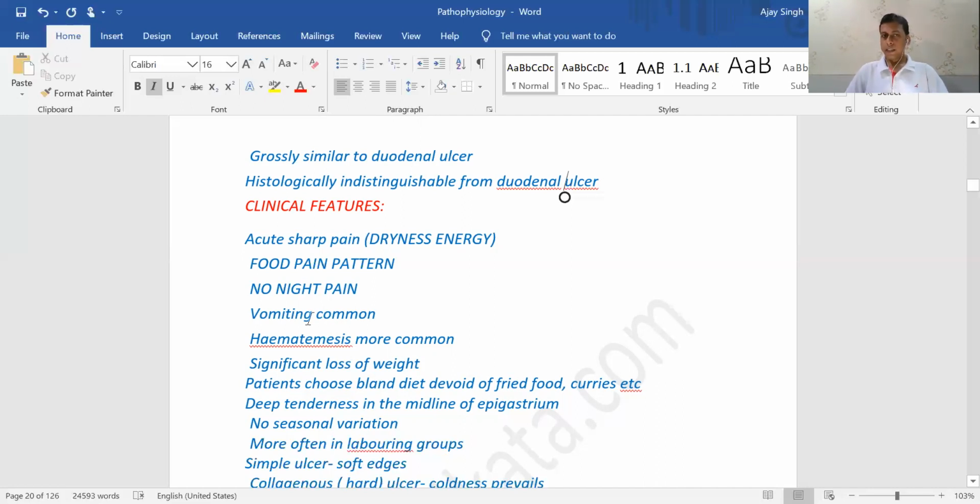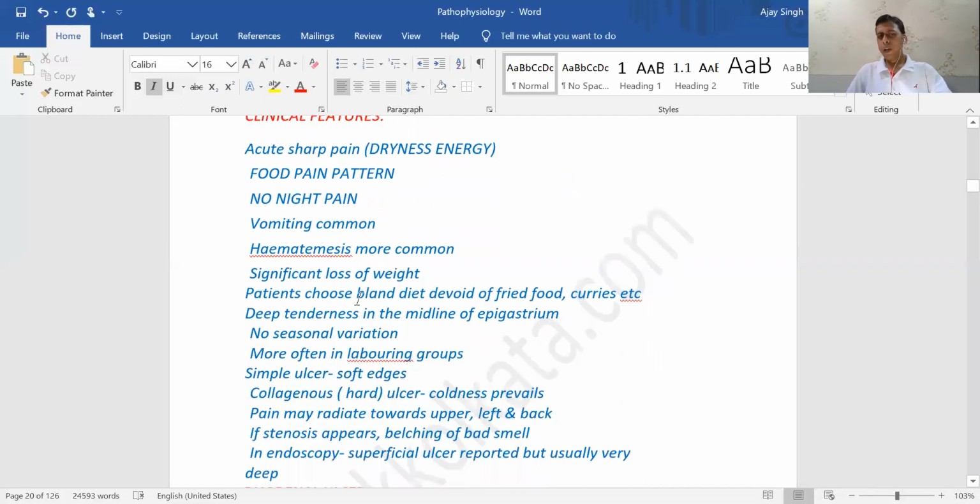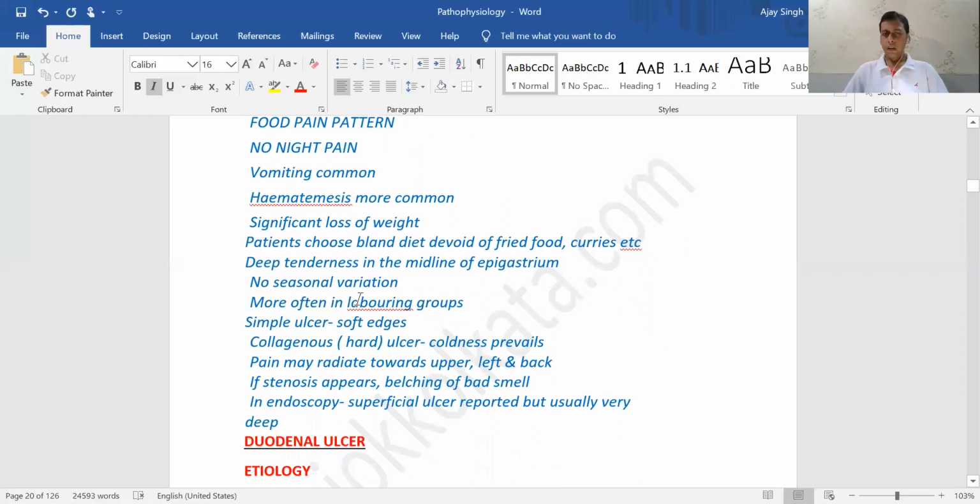So in gastric ulcer, there is pain after food, after the meal, and there is no pain in the night. Hematemesis is common, and loss of weight is common because they have pain after food, so they try to avoid food and eat less. So in a chronic gastric ulcer patient, weight loss is possible. Patients generally choose a bland diet. They avoid fried food, spicy foods, hot foods. They have pain aggravated by spicy food. If they take too much hot or too much cold, it can aggravate the pain. So they try to avoid it.